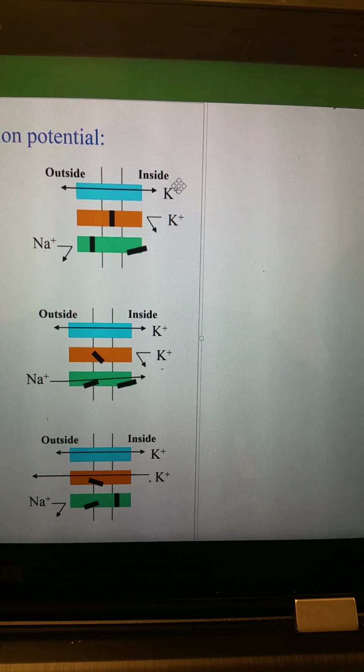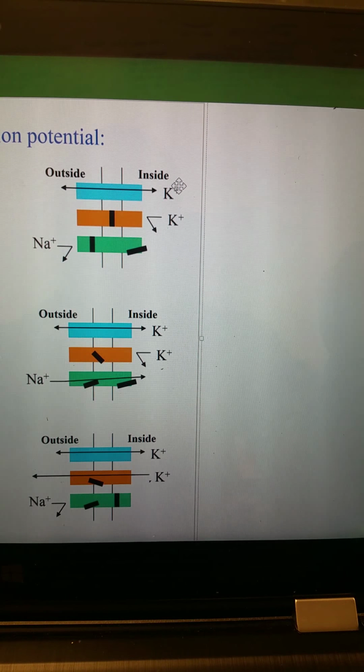The third step is where the sodium inactivation gate closes and the potassium gate fully opens. So now we have the potassium permeability is much greater than the permeability of chloride, which is much greater than the permeability of sodium. This is where repolarization back to threshold is occurring.